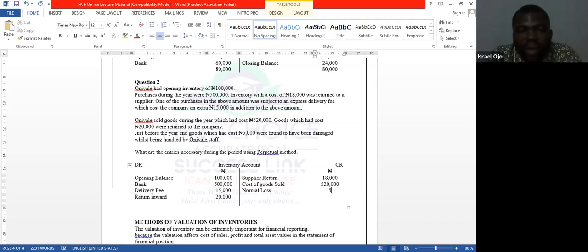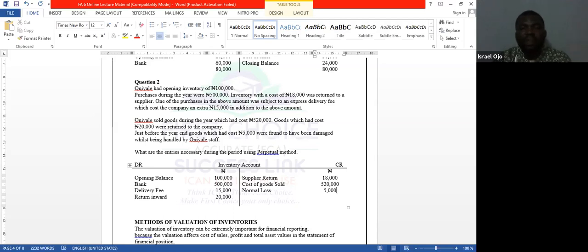Then after that, what else do we have? I think that's all. So that's what we have here. So Oniyale had opening inventory. So we did that. We opened the inventory of 100,000. Then the purchases as well. They made purchases. So our payables or our bank will be the other angle that we're going to debit.